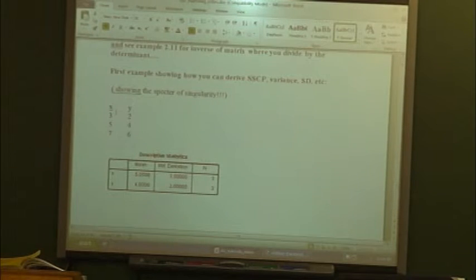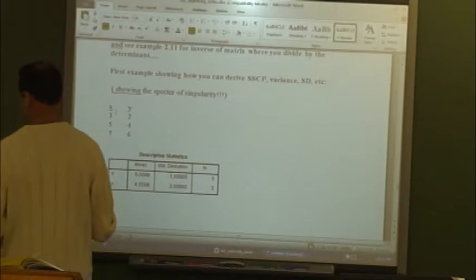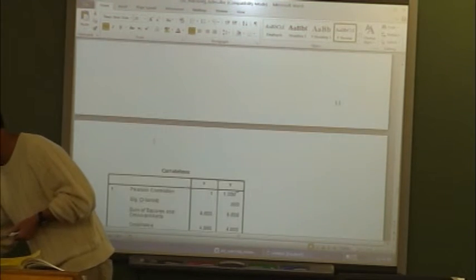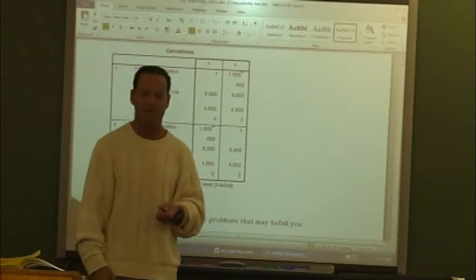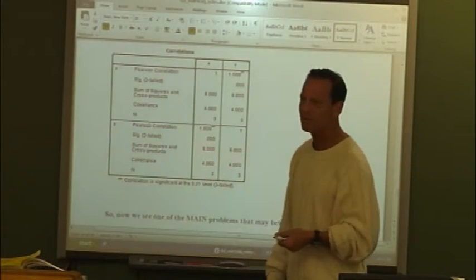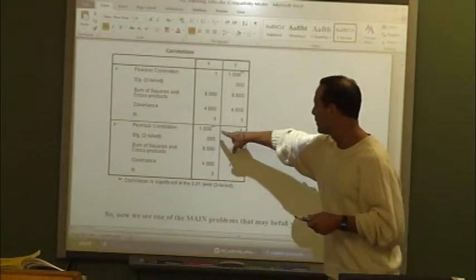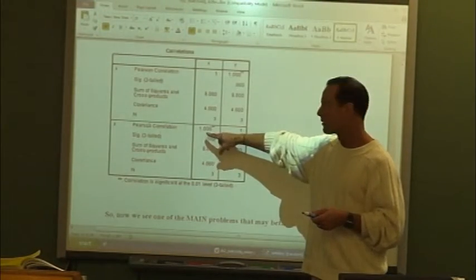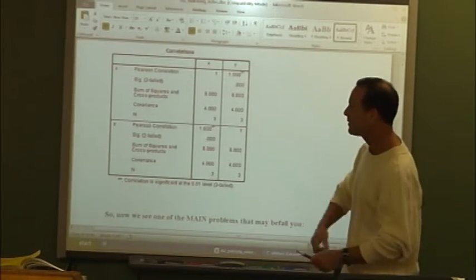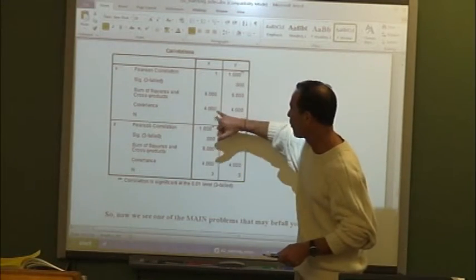So everybody, that being said, this just shows you what happens when you have perfectly correlated variables. And voila. Surprise, surprise. Here's the correlation: 1.0. 1.0. And look, everybody. 8, 8, 4, 4.